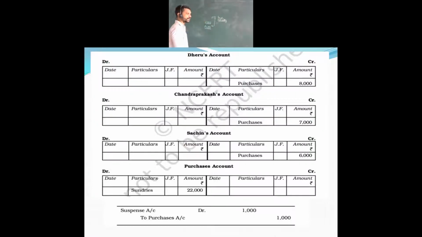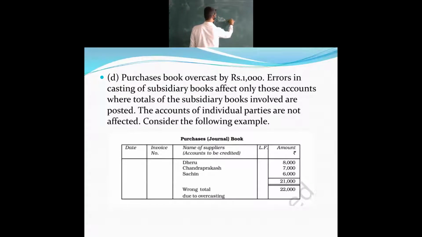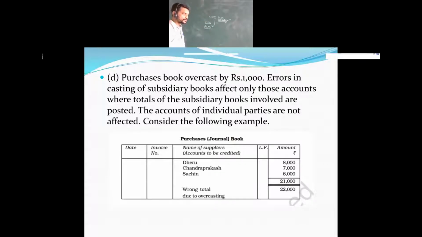Now here you can find it out or solve the things. This is all about the question. This is the question. How has it been told? Purchase book overcasted. How much? 1,000 rupees has been overcasted. Error of casting of subsidiary book. The purchase account is a subsidiary book. It affects only those accounts where totals of the subsidiary books involved are posted.